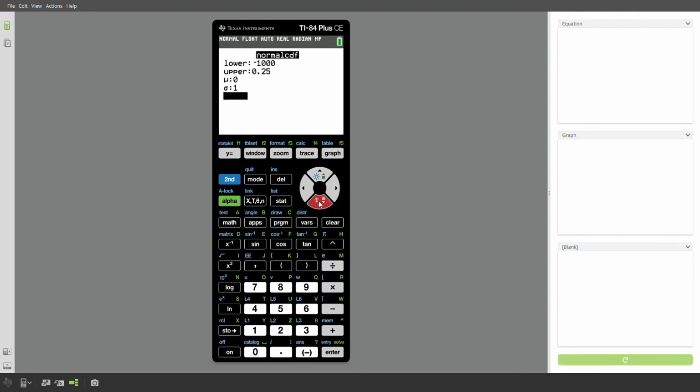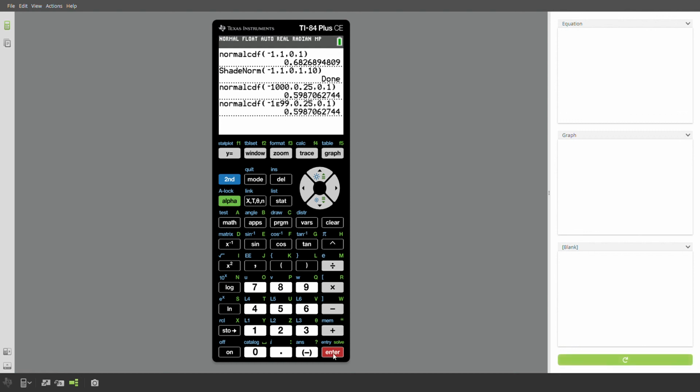So, -1000 to 0.25, because -1000 is a large negative number. It goes way far out to the left. 0.5987, etc. Now, I'm going to go back in and do the normal CDF again. This time, I'm going to do the same thing, except I'm going to use the calculator's version of negative infinity. So see, everything's the same, except instead of -1000, I'm using the calculator's version of negative infinity. And, fancy that. The answer looks to be the same.